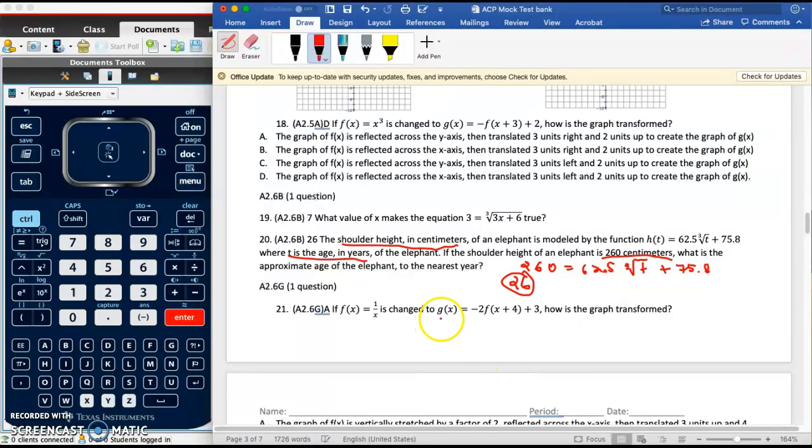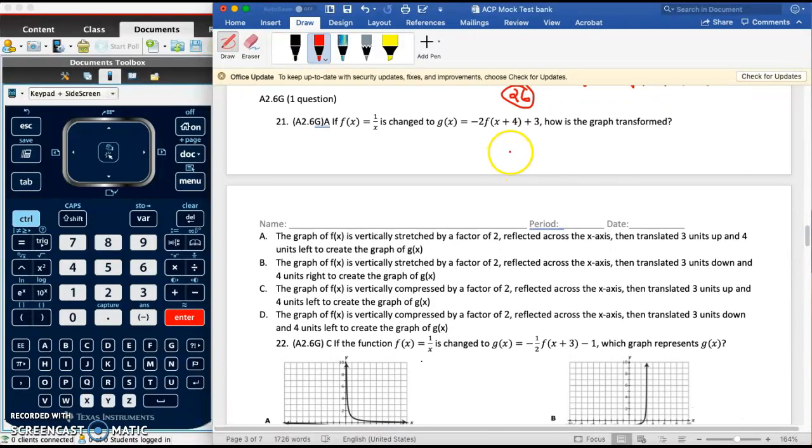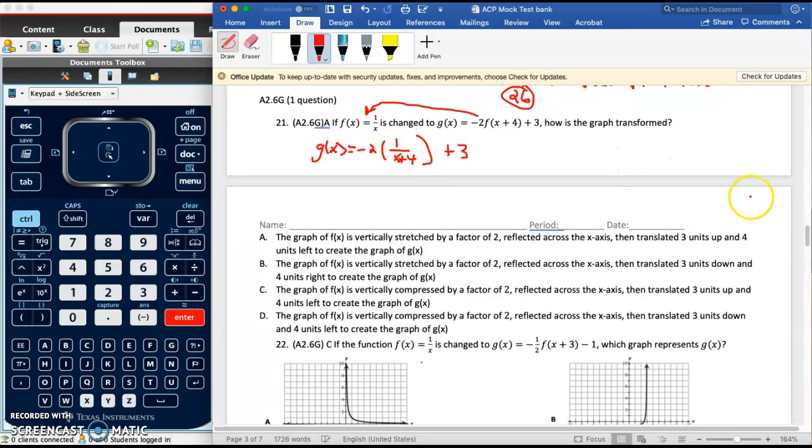Next one, kind of the same situation here. They want you to perform the operation. Right here it says -2, so that -2 goes right in front of 1 over x. So it becomes -2 times 1 over x plus 4, in parentheses, then it says plus 3, so I go plus 3, and this is my new graph. We want the one that looks just like this equation.